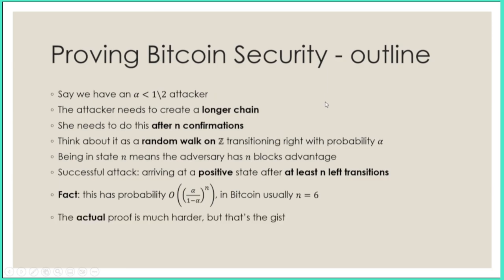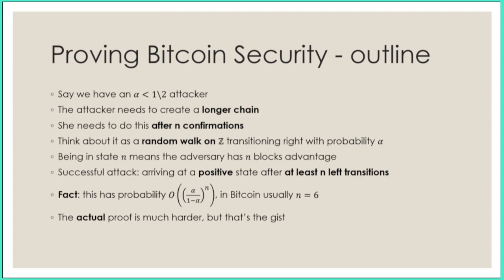And so, as I said, the actual proof is much harder. The reason for that is that in my proof, I kind of assumed that the attacker only starts to attack the chain in order to reverse the transaction pretty much where the transaction was made, maybe one block before. But in reality, the attacker can start cultivating the attack like a year before, or like 10 years before, whenever they want.